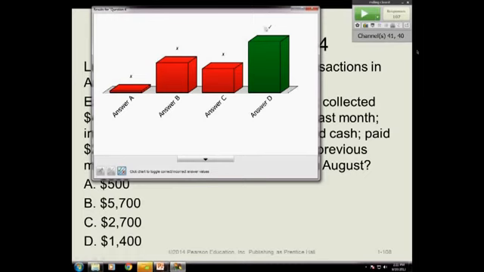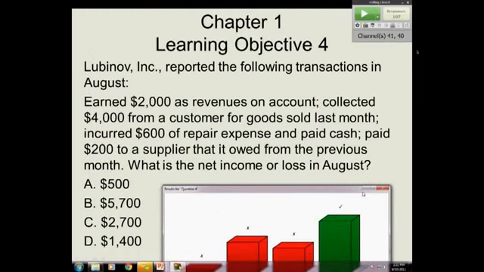Let me show you why. Hold it down. Here's the important point, for those of you that didn't get it right. Let's read this carefully. They got $2,000 in revenues on account. They collected $4,000 from something they sold last month. I just told you a few minutes ago that if you worked last week, that's your revenue on account. If you get paid this week, it's not revenue this week, it's earned last week. So if you earn revenue today on account, it's income. If you collect it from something you did in the past, it's not.